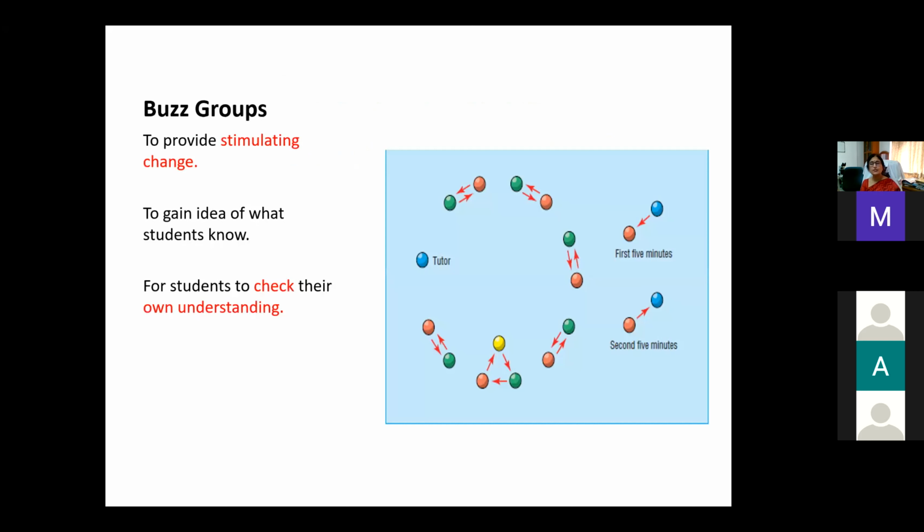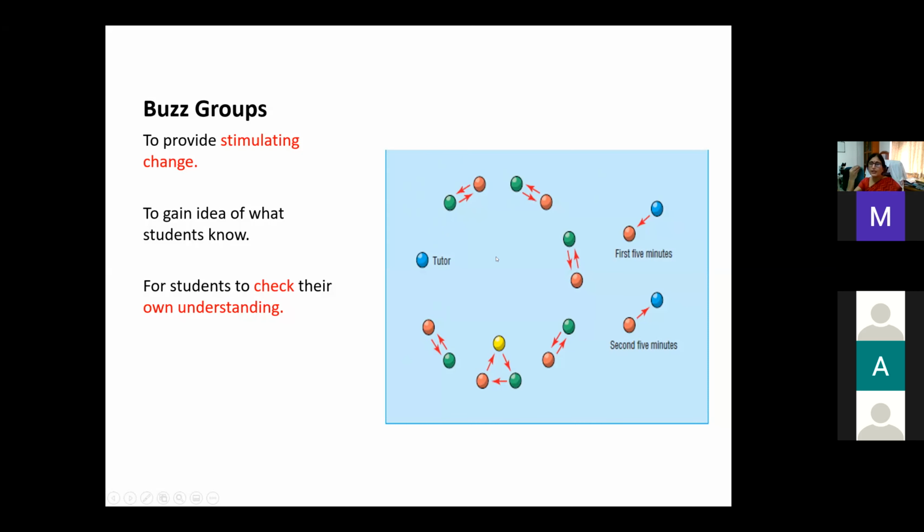So first is the buzz group. In a buzz group, we can ask that on one bench, suppose there are 2 or 3 students, you talk to your colleague who is next to you, and they can talk to that particular person and come back to us. So it will provide a stimulating change. Now this is to gain an idea of what students know and to check their own understanding.